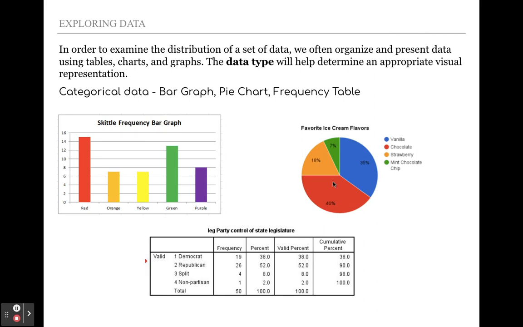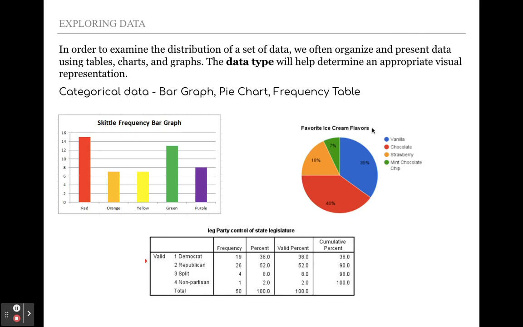Here you see an example of a pie chart, also known as a circle graph. This is best for representing the part to the whole. Okay, so you could have done the same thing with the Skittles. You could have shown what percentage red was out of the whole pack of Skittles.